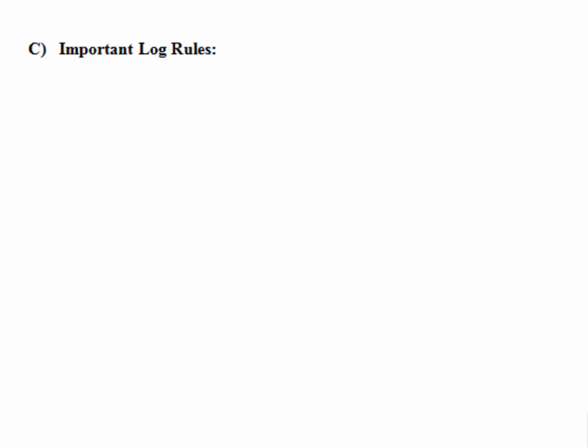Some important log rules that some people tend to forget. First of all, you have to know that the natural log of 1 is 0, the natural log of e is 1. You just have to know these.